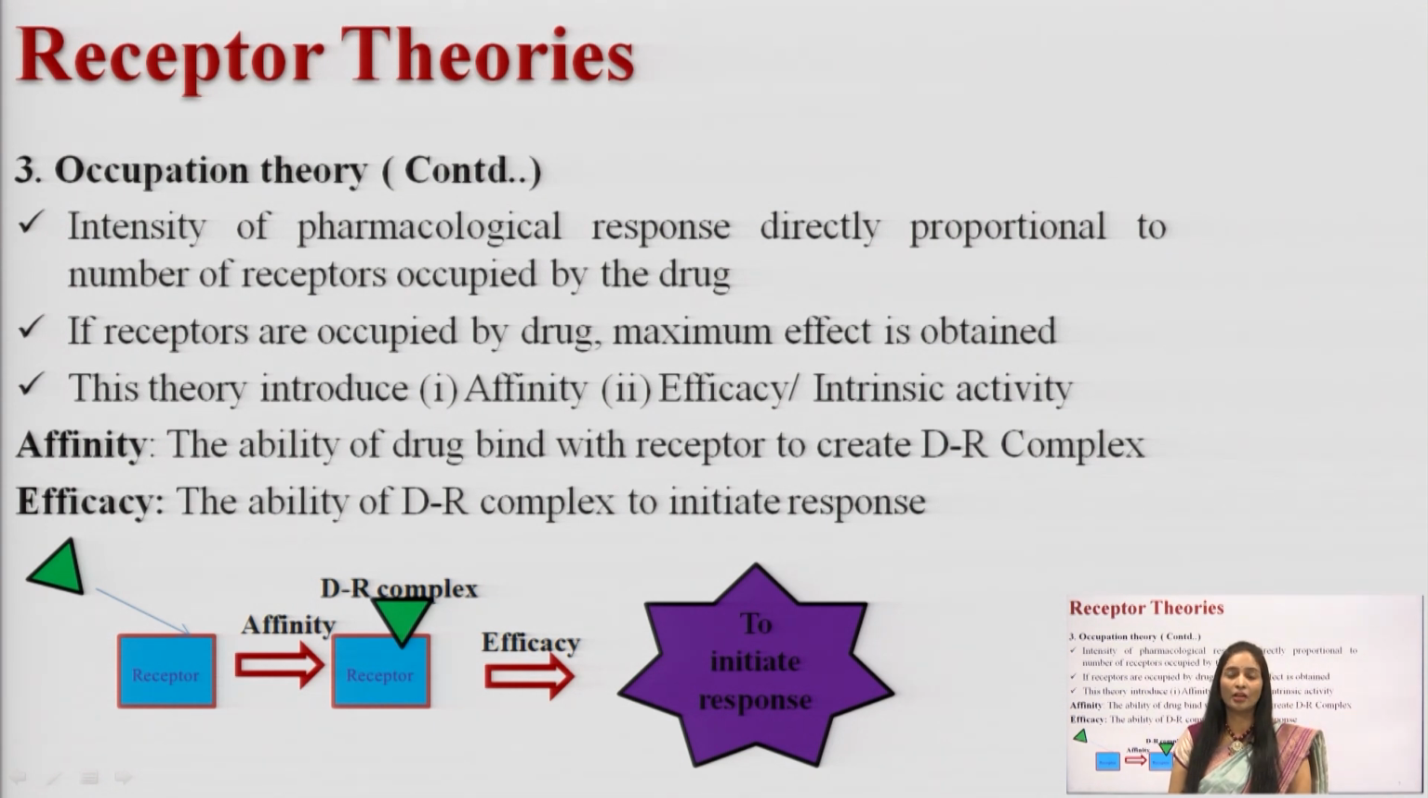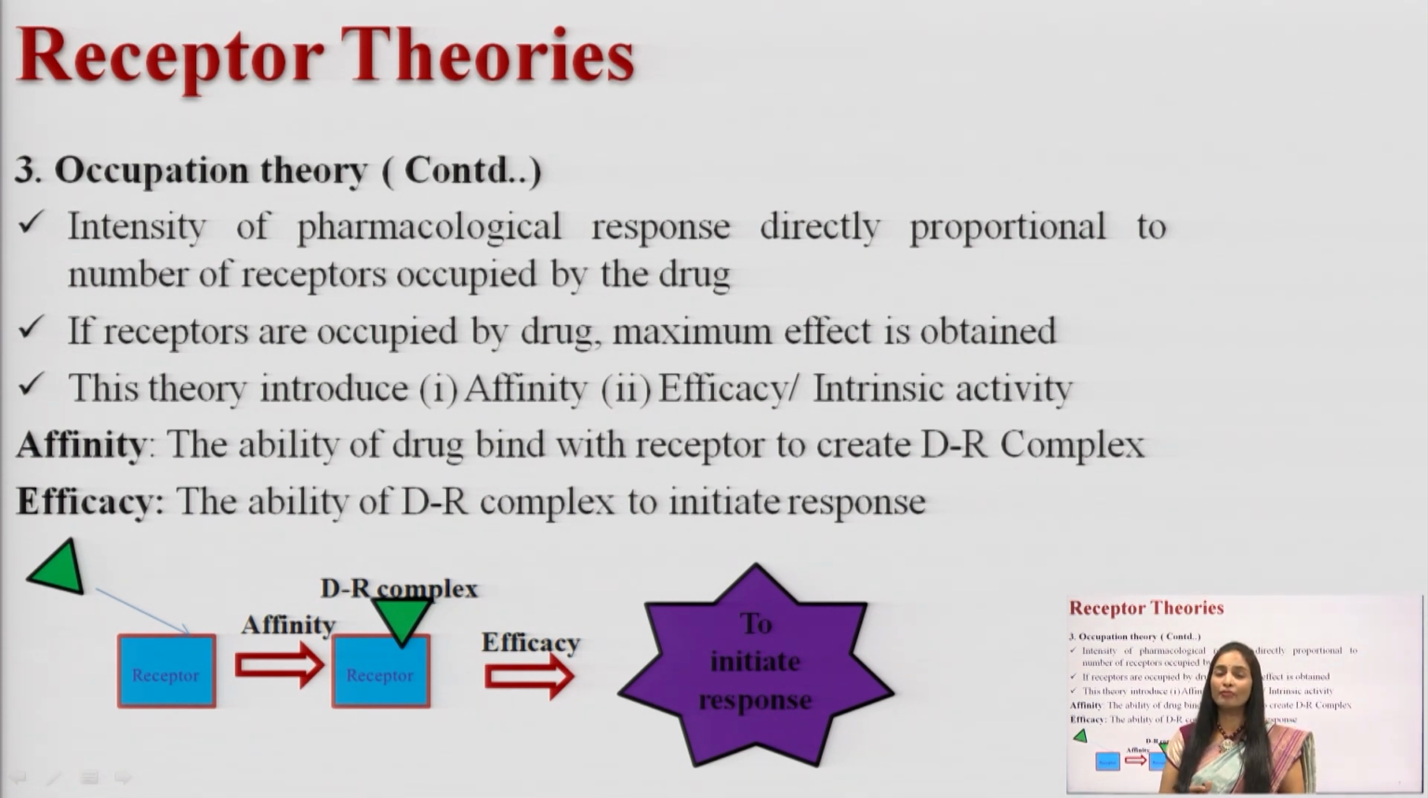And next, in occupation theory we will discuss two terminologies, affinity and efficacy. So, what is meant by affinity and efficacy? If I am talking about affinity, what does it mean? Affinity is the ability of a drug to bind with the receptor to produce the drug receptor complex.